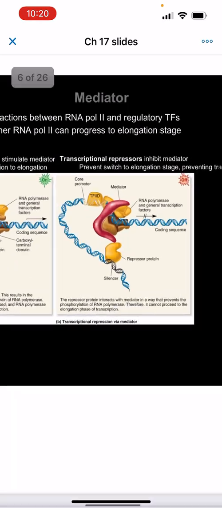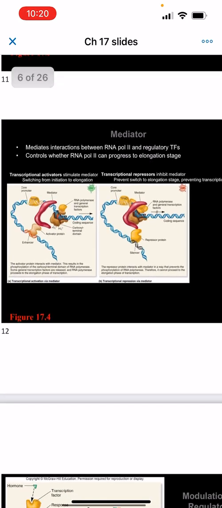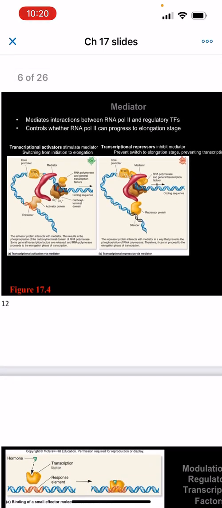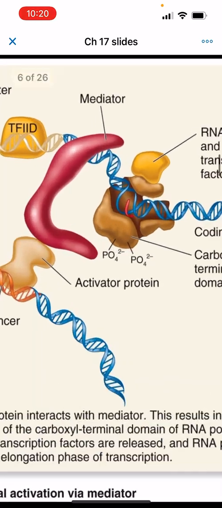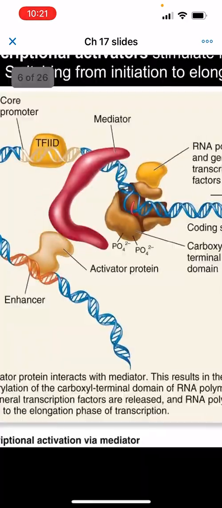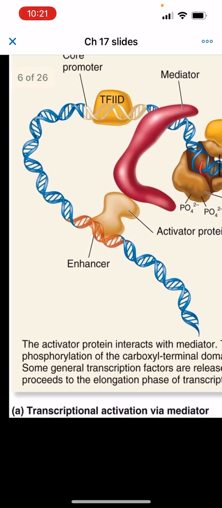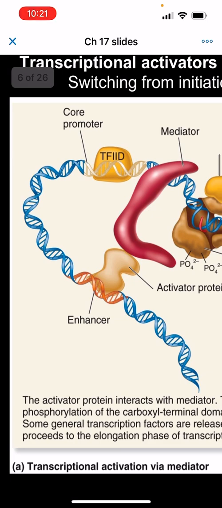Now remember we said mediator mediates regulatory transcription factor interaction with RNA polymerase. Okay, mediator is a giant complex of proteins, which we're just depicting as this big red blob. This big red blob consists of a lot of different proteins that you don't need to know the names of. Okay, over here, far away, is a DNA element. In this case, it's an enhancer. Our activator protein binds to this enhancer. Okay, and this activator is going to interact with mediator.